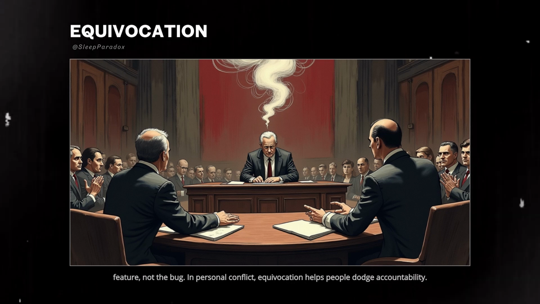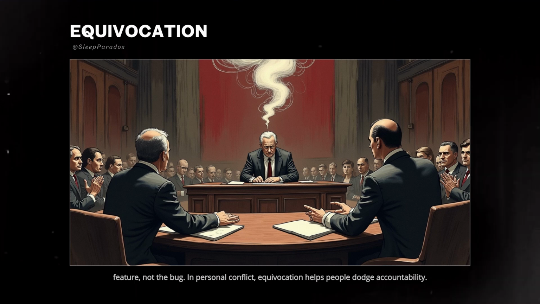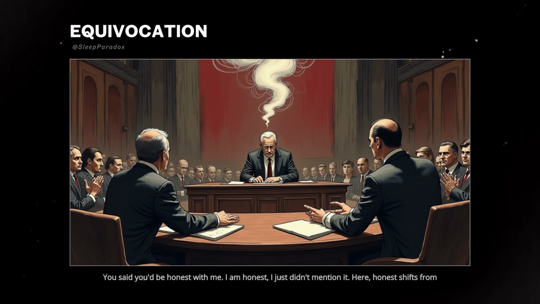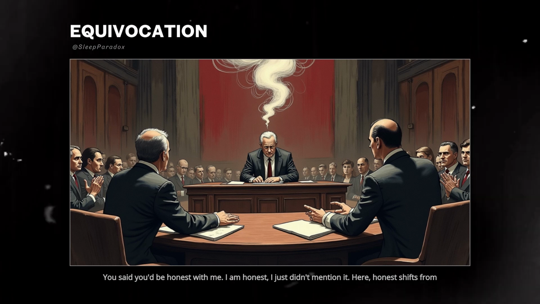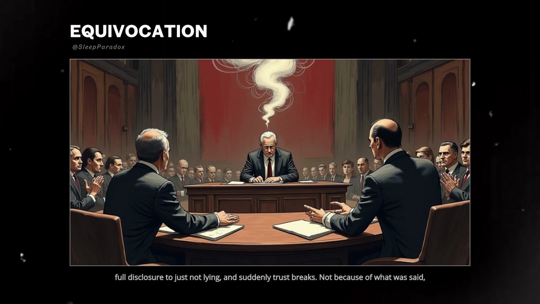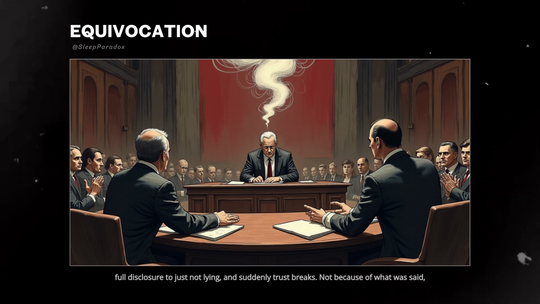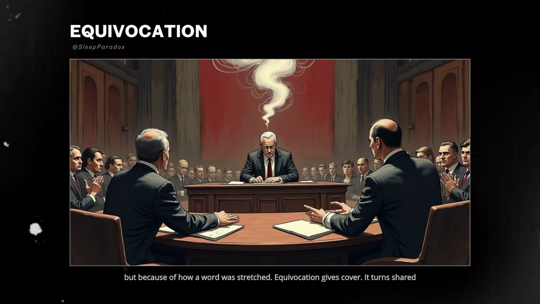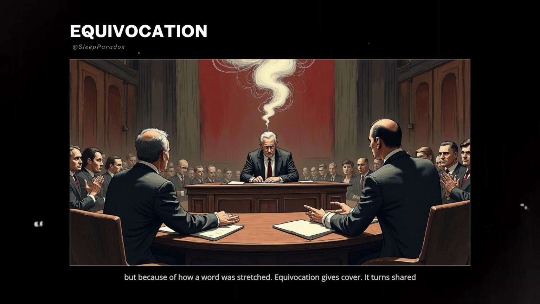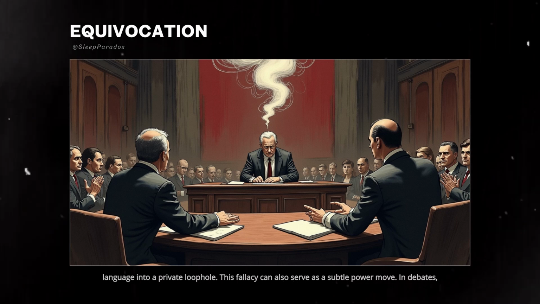In personal conflict, equivocation helps people dodge accountability. "You said you'd be honest with me." "I am honest. I just didn't mention it." Here, honest shifts from full disclosure to just not lying, and suddenly, trust breaks. Not because of what was said, but because of how a word was stretched. Equivocation gives cover. It turns shared language into a private loophole.